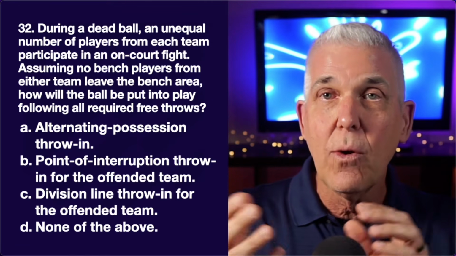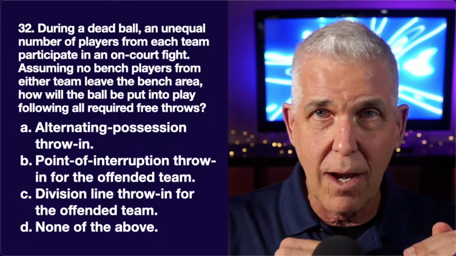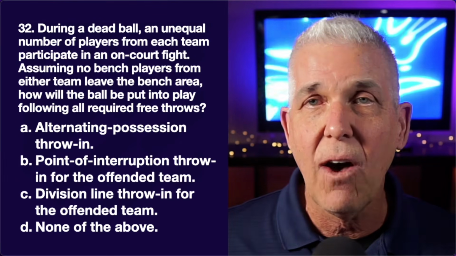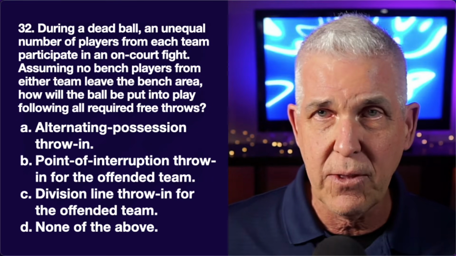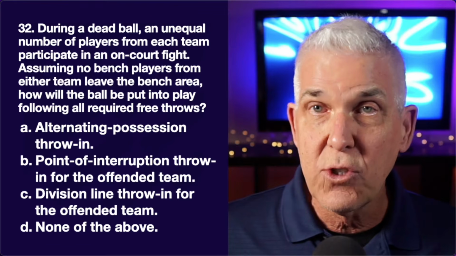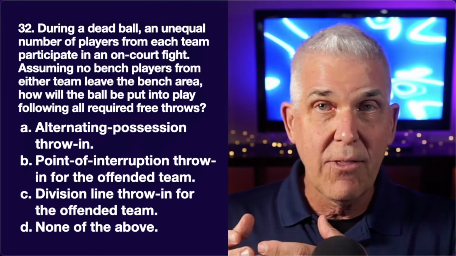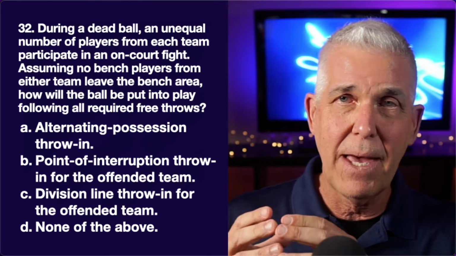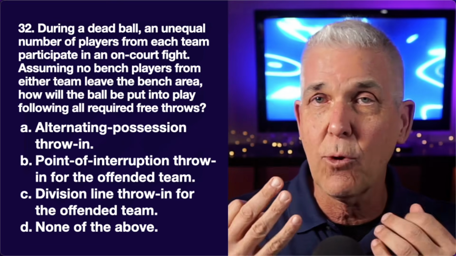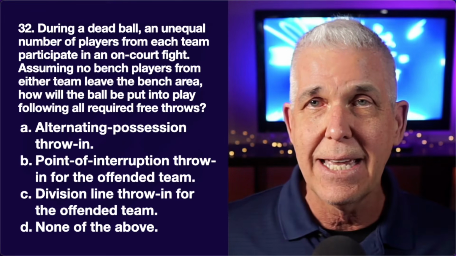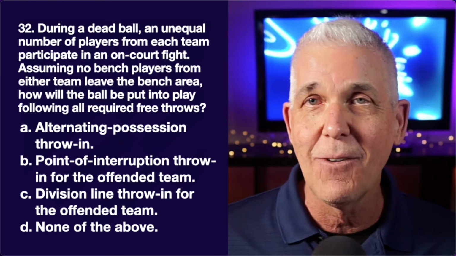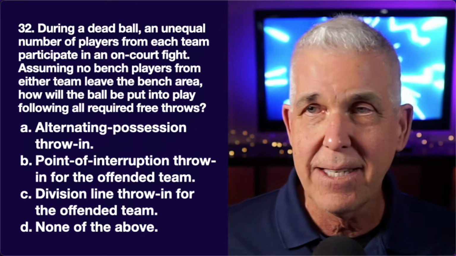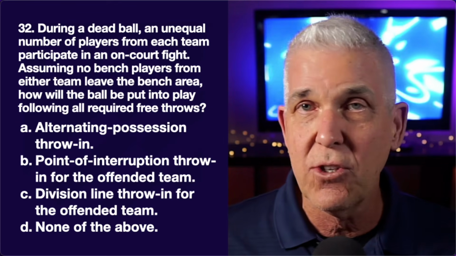In that situation, we're going to assess all the appropriate fouls, disqualify all the players involved, and then there's going to be penalties for those actions involving technical foul free throws or foul free throws. We will resume the game ultimately with a division line throw-in opposite the table to the team that had the fewer number participating, because the penalty on the team that had the greater number will result in the team with the lesser number receiving free throws and the ball for division line throw-in opposite the table. So A, alternating possession throw-in would not occur.